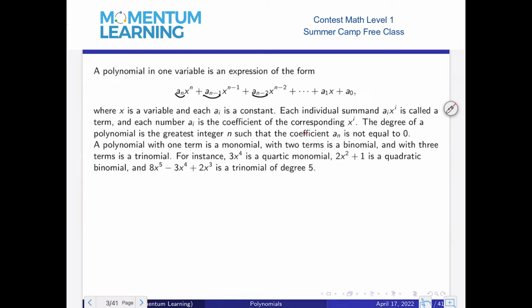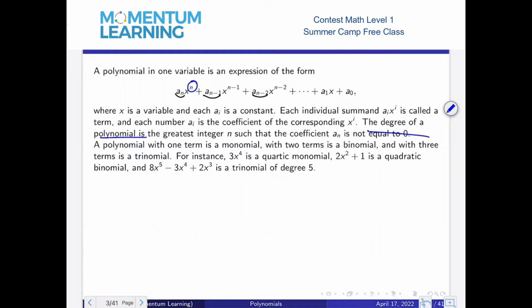The important part here now: the degree of the polynomial is the greatest integer n such that the coefficient a sub n is not equal to 0. So meaning that if a sub n is not 0 here, then the degree of this polynomial is simply n.